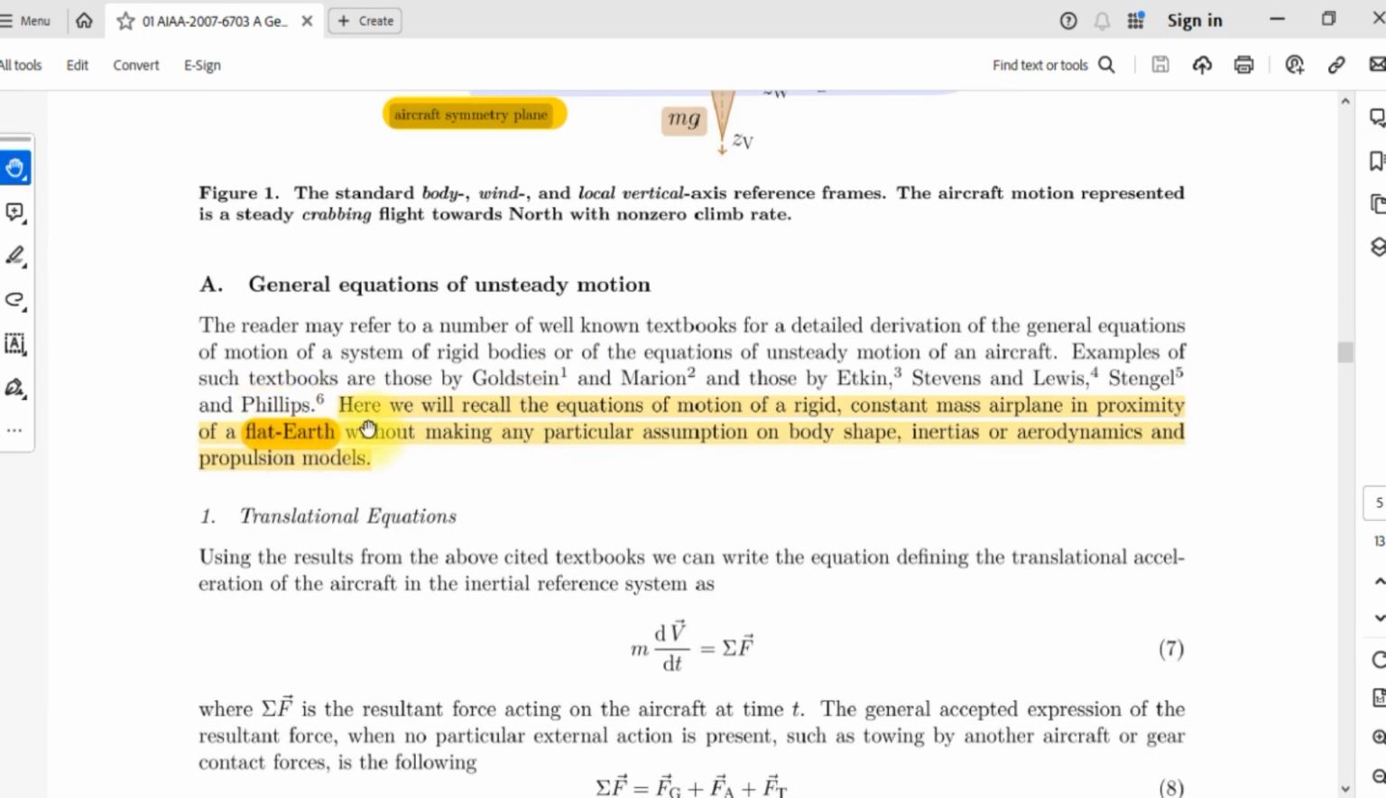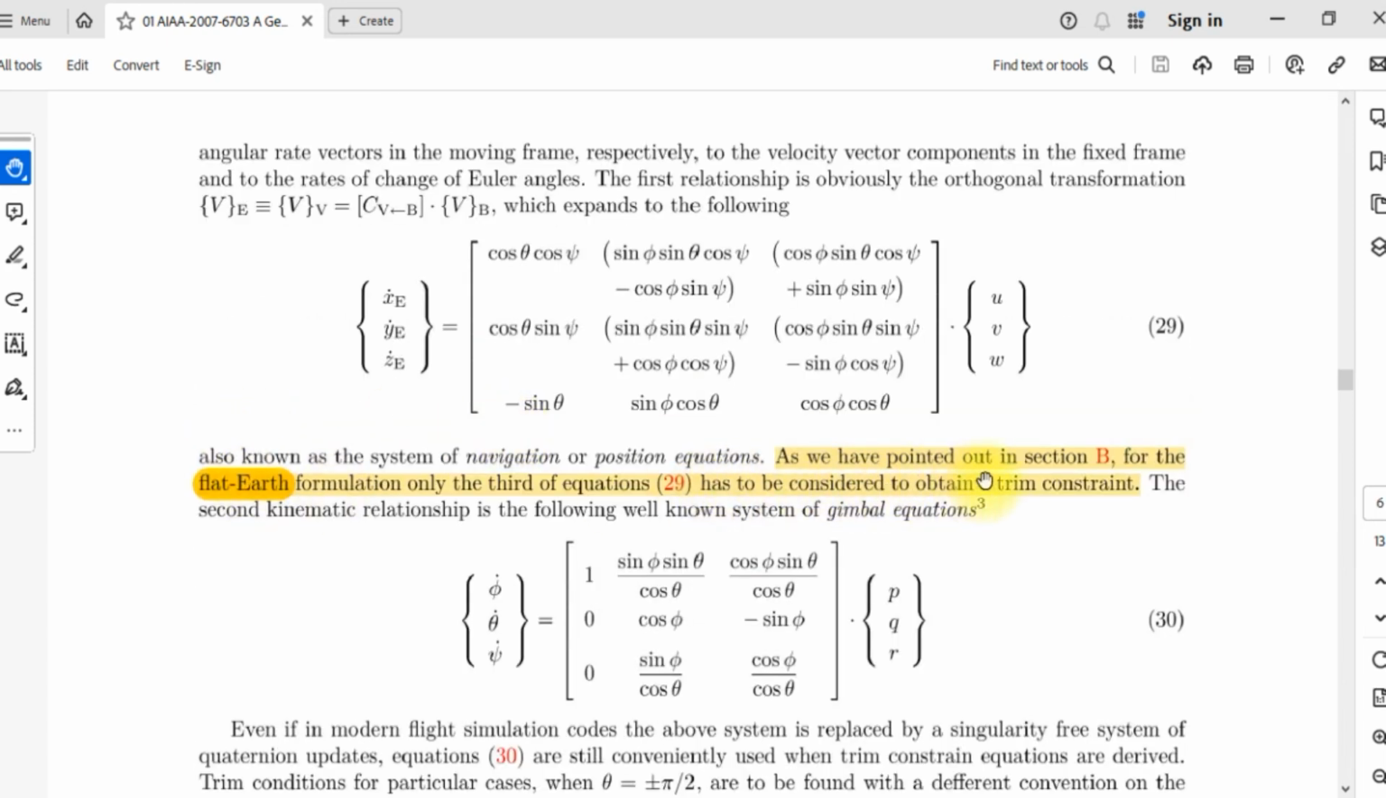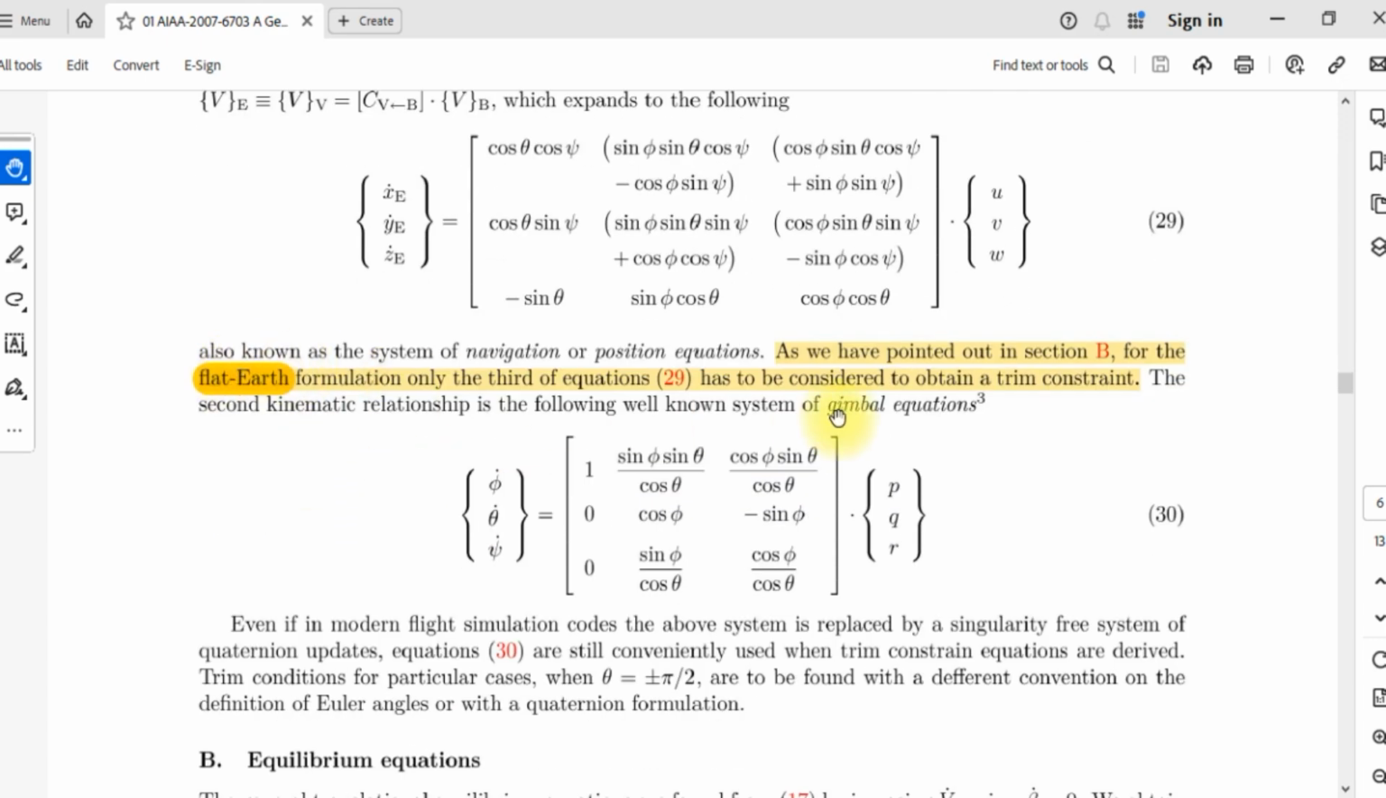More flat Earth here: we will recall the equations of motion of a rigid, constant mass airplane in proximity of a flat Earth without making any particular assumption of body shape, inertias, aerodynamics and propulsion models. So it doesn't care what kind of aircraft they were flying, they assumed flat Earth. More flat Earth here: as we have pointed out in section B, for the flat Earth formulation, only the third equation has to be considered to obtain trim conditions. So if a flat Earth doesn't exist, why assume a flat Earth in the first place?